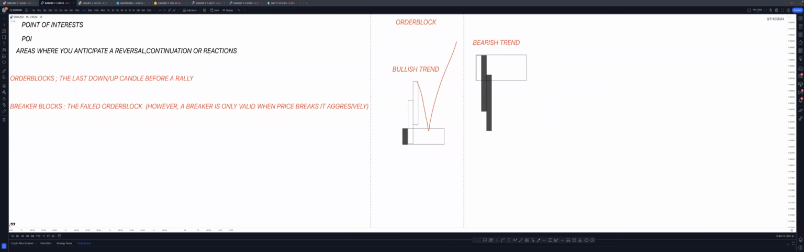So what do we expect here for price? To reverse and continue. The order block is a POI, the point of interest where you anticipate reversal, continuation, or reactions. You can see price came down here, reacted, and continued the trend. There's a bearish trend, there's a bullish trend. Order blocks are the last down candle or the last up candle. I hope you got that. It's pretty simple. So let's move on to breaker blocks.